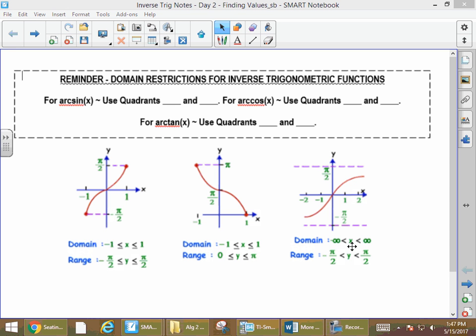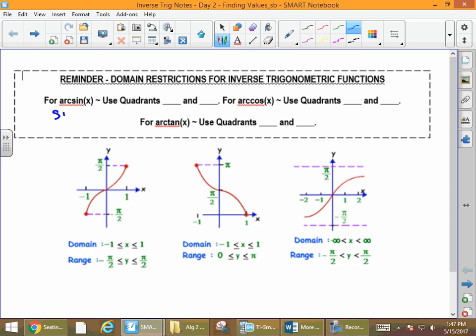Let's refresh what we talked about last week with respect to inverse sine, cosine, and tangent functions. Today I have them written as arc sine of x, but it could have just as easily been written sine to the negative 1 of x. When we're working with arc sine, we're going to be limited to quadrants 1 and quadrant 4.